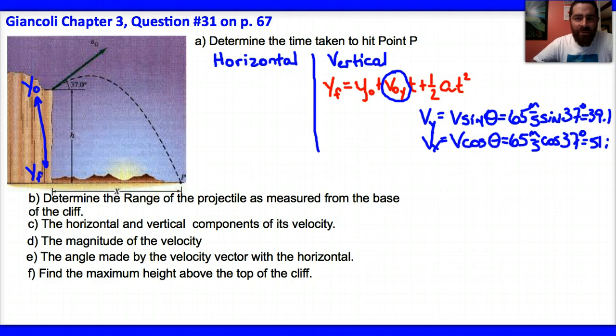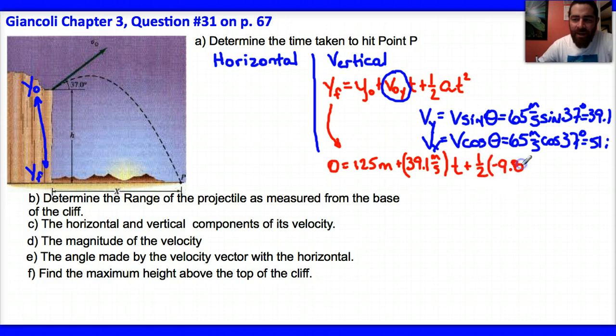Now I'm going to continue this problem. I'll move a little bit further down and I'll plug some things in. My final position is going to be equal to 0, and my initial position is 125 meters. I'm going to add to that my initial velocity in the y direction, which is 39.1 meters per second, and I need to multiply that by t, and I'm going to add 1/2 my acceleration, which is negative 9.8 meters per second squared, times t squared.